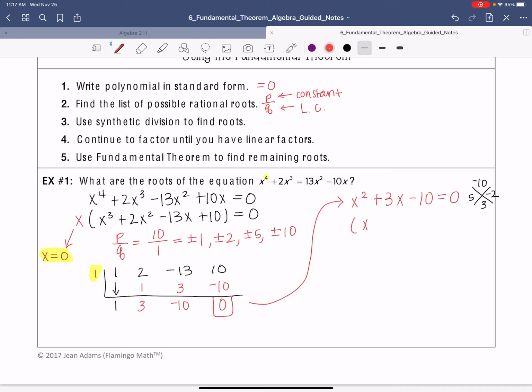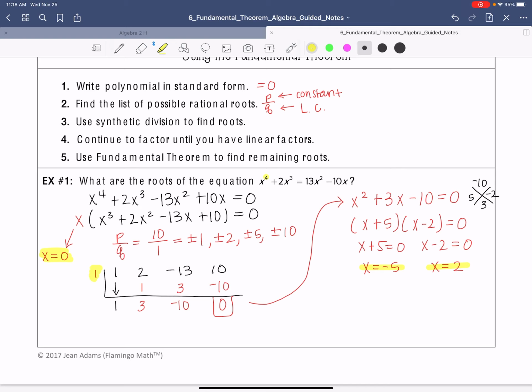So we're going to have x plus 5, x minus 2 equals 0. You guys know how to solve these. Set them equal to 0. So x plus 5 equals 0. X minus 2 equals 0. So when I solve this, I get x equals -5. X equals 2. So I found a total of 4 answers, which is how many answers I should have because this is a 4th degree polynomial.